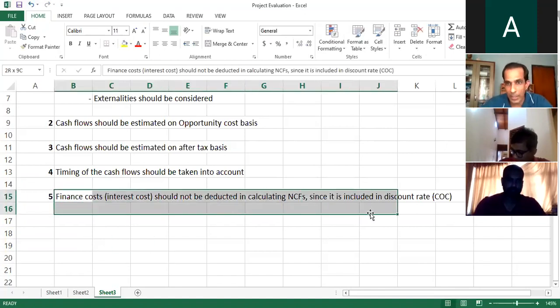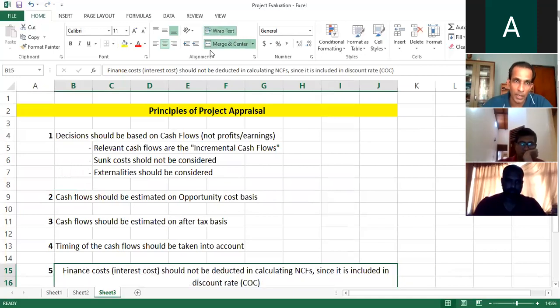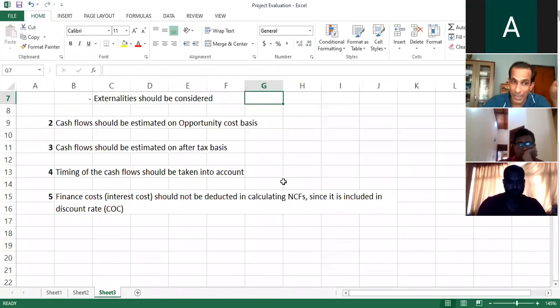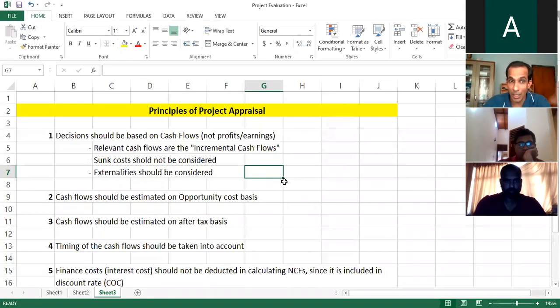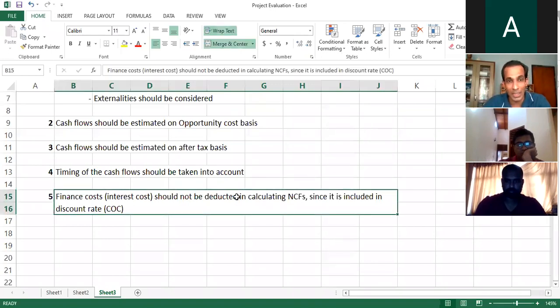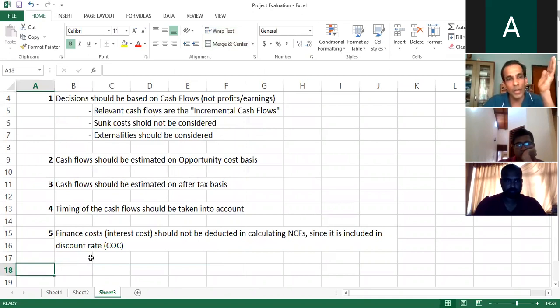Okay, so that is one important point, right? When we discuss cost of capital, which is also, I think, topic number 12, we'll discuss in detail how to calculate this cost of capital. So we should not deduct finance cost in project evaluation analysis, right?